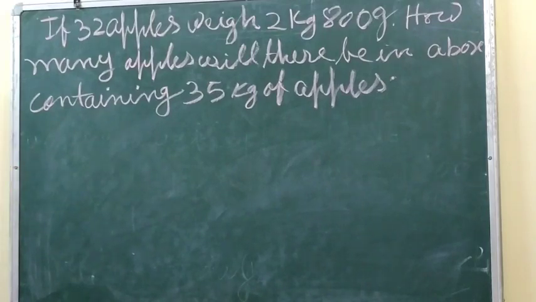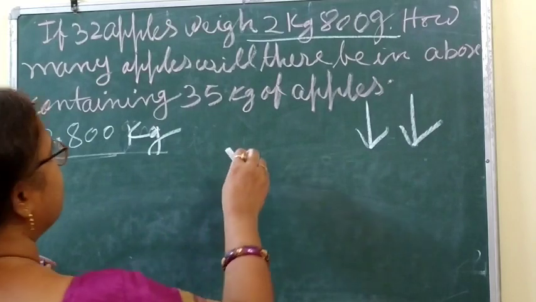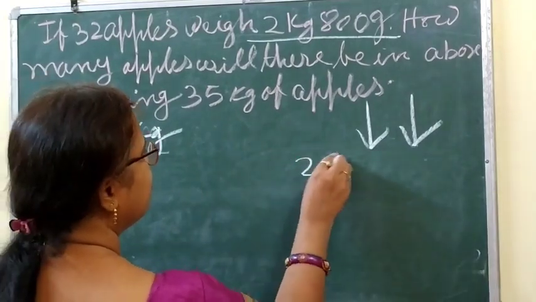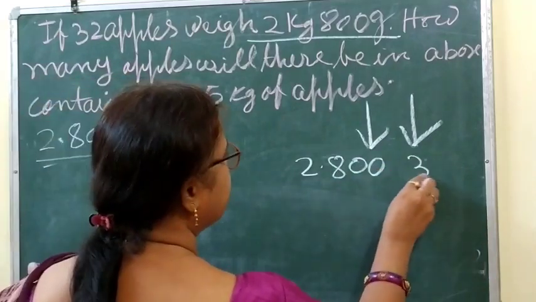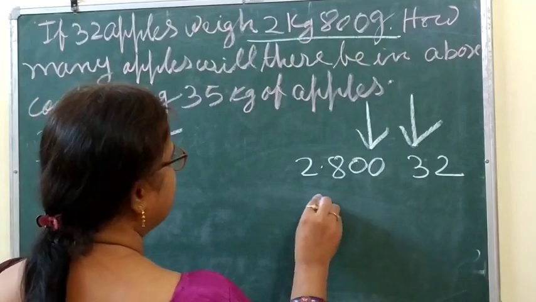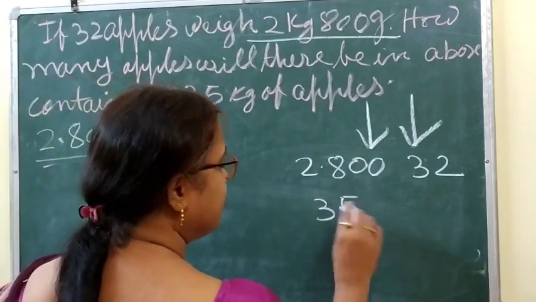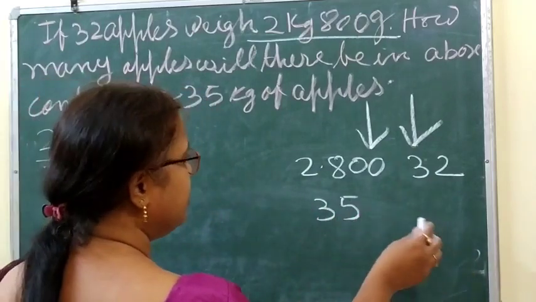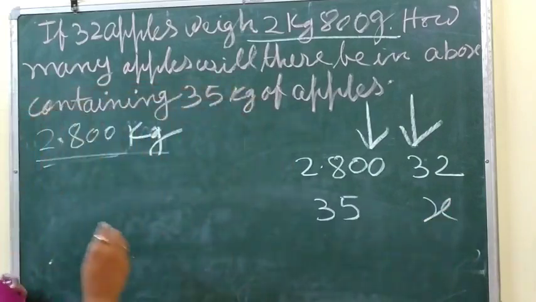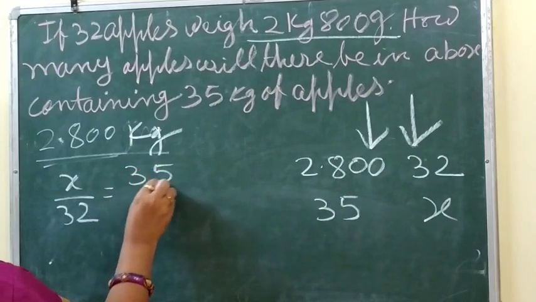So this question is based on direct variation. Clear? So we can write here that 2.800 kg is the weight of 32 apples. So 35 kg, of course, this 35 is more than this one. So we have to find out that 35 kg is the weight of how many apples. So let it be x. Clear? So x by 32 is equal to 35 by 2.800.